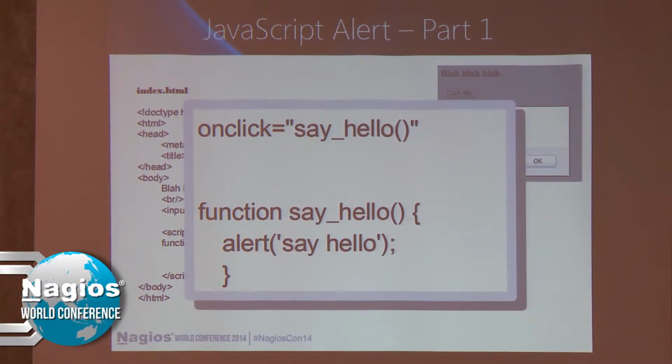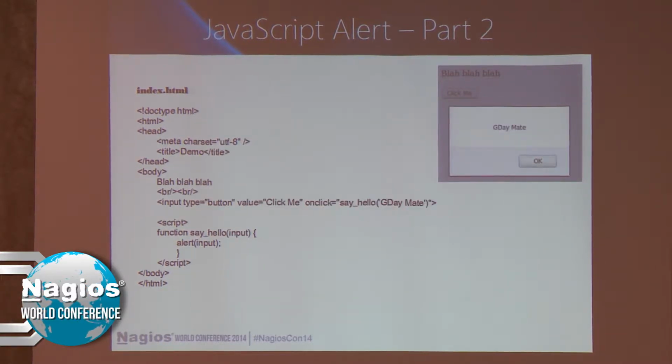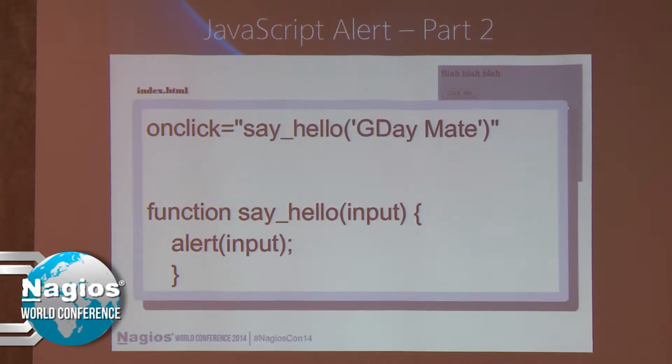I keep forgetting I've done it like this, so I can make it easier for you to see. So here it is again, the same one again, but this time I'm going to send through "G'day mate." So what we're doing is, when we call that function say hello, we're actually sending the value through called "G'day mate." So when it alerts, when the function starts, it actually calls whatever it receives input.